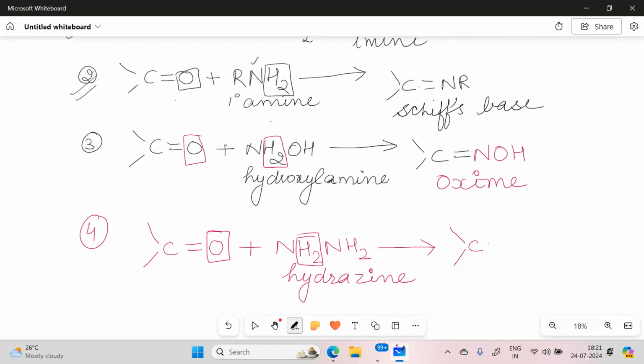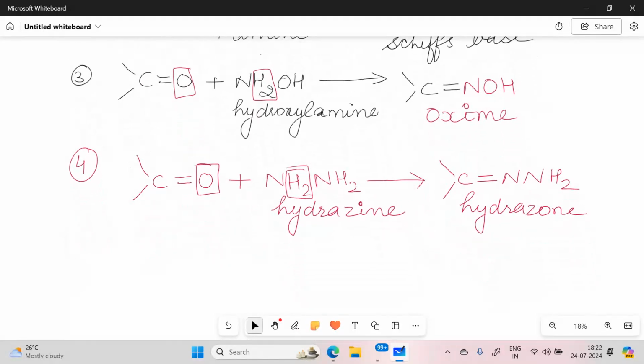Shivani, what should be the answer? So we take minus H2O. So we get C double bond N, NH2. And this name is hydrazone. In all these reactions, just remove water and combine the remaining part. Only thing is you should know the names of the reactants and products. And it is always better if you learn the names in correspondence to the ammonia.